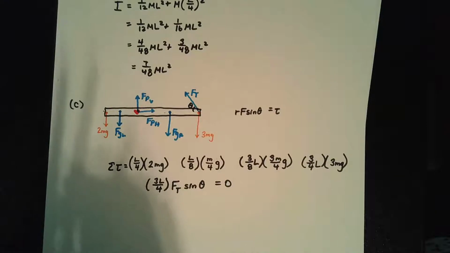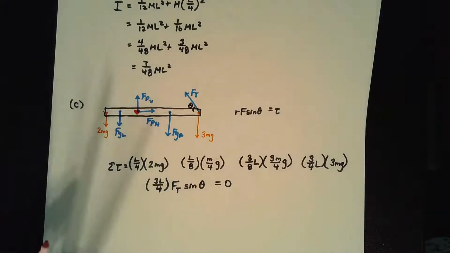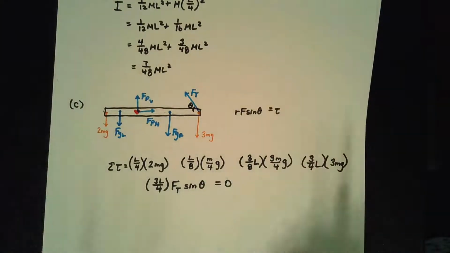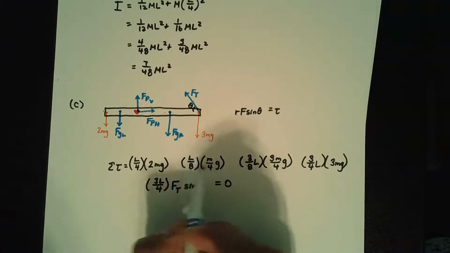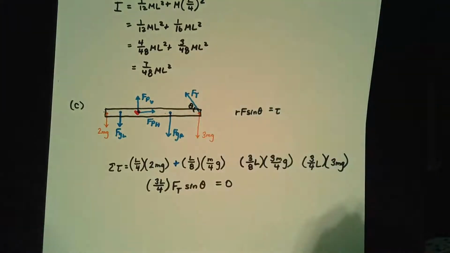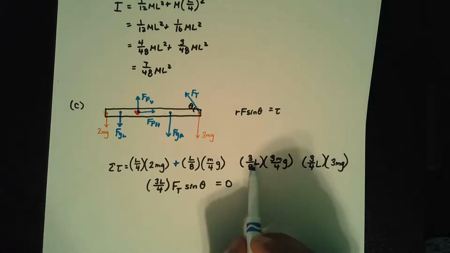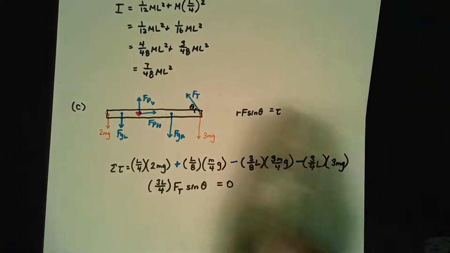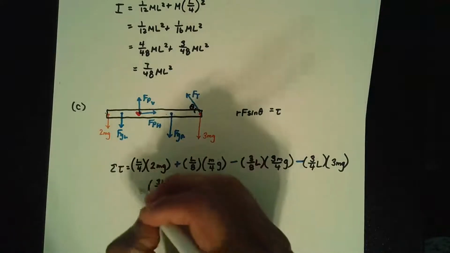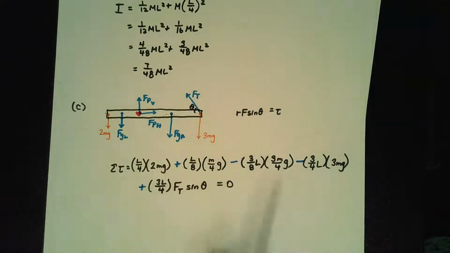So now it's a question of which ones are counterclockwise, which ones are clockwise, and how do they cancel each other out. This one's counterclockwise. This one's counterclockwise, so they're going to add. This one is clockwise, so I'm going to subtract. This one is clockwise, so I'm going to subtract. This one is counterclockwise, so I'm going to add, and all of those together equals 0. That's how we set that up.